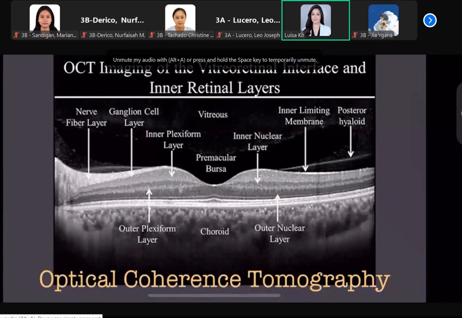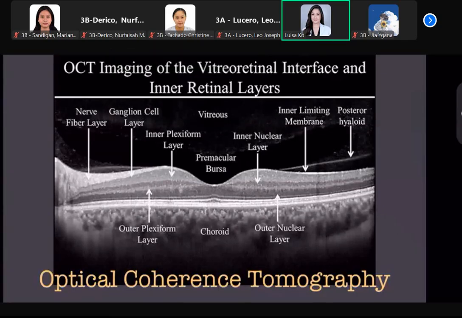Okay, this is an optical coherence tomography. Have you had the discussion on glaucoma already? Yes, Doc. Okay. So you probably heard of an OCT of the optic nerve already, no?